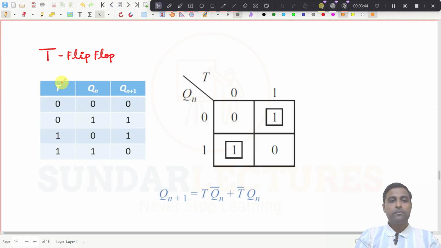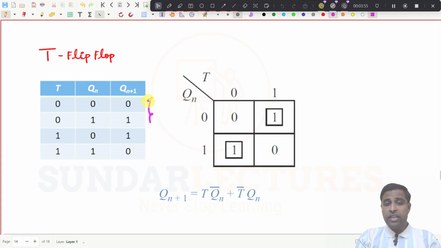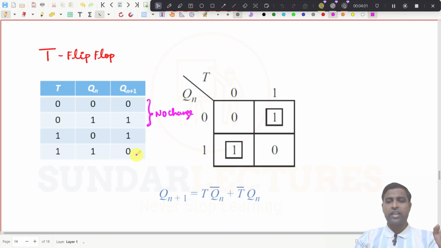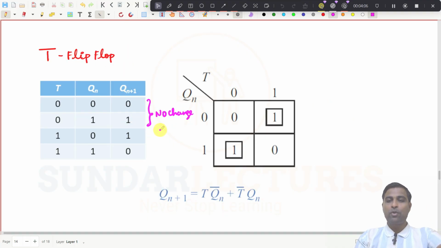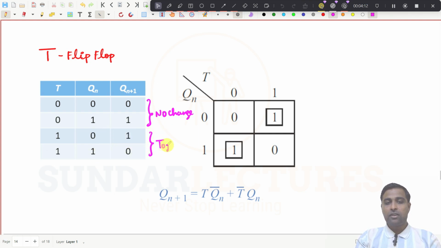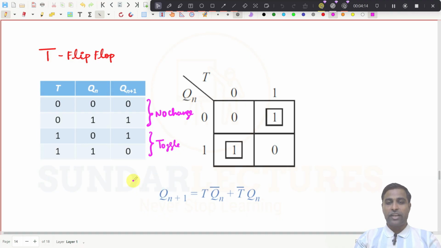And we will go for the T flip flop now. In T flip flop, the idea will be this condition. If it is 0, then these two conditions are no change conditions, right? This is only two states. The D flip flop is set and reset, and the T flip flop will be no change and, in the final stage, a toggle condition, right? You see here 0 becomes 1, 1 becomes 0, so it is a toggle condition. So only two states again.